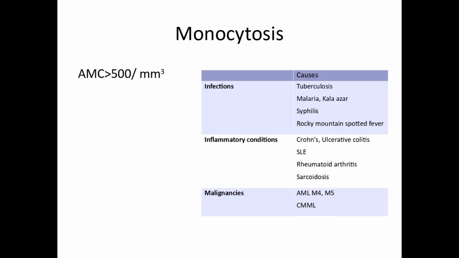Causes for monocytosis include infections like tuberculosis, malaria, Kala Azar, syphilis, Rocky Mountain spotted fever, inflammatory conditions such as inflammatory bowel disorder, Crohn's and ulcerative colitis, systemic lupus erythematosus, rheumatoid arthritis, sarcoidosis, and some malignancies like AML M4. AML stands for acute myeloid leukemia and CML for chronic myeloid leukemia. Here it is CMML, which is chronic myelomonocytic leukemia.